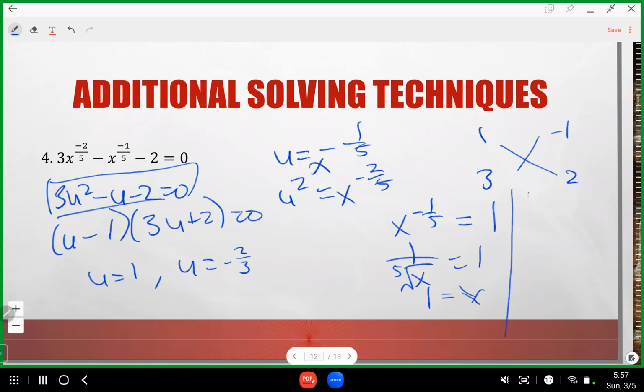Okay, then we get the next one. We're going to get the 5th root of x equal to negative 3 over 2 because we take the reciprocal of that. And then we get x is equal to just this to the 5th. So it's very big actually. We get something like this. So that's how we solve that. After we find u, we're going to find x. Sometimes a little bit complicated like this, sometimes not as complicated.